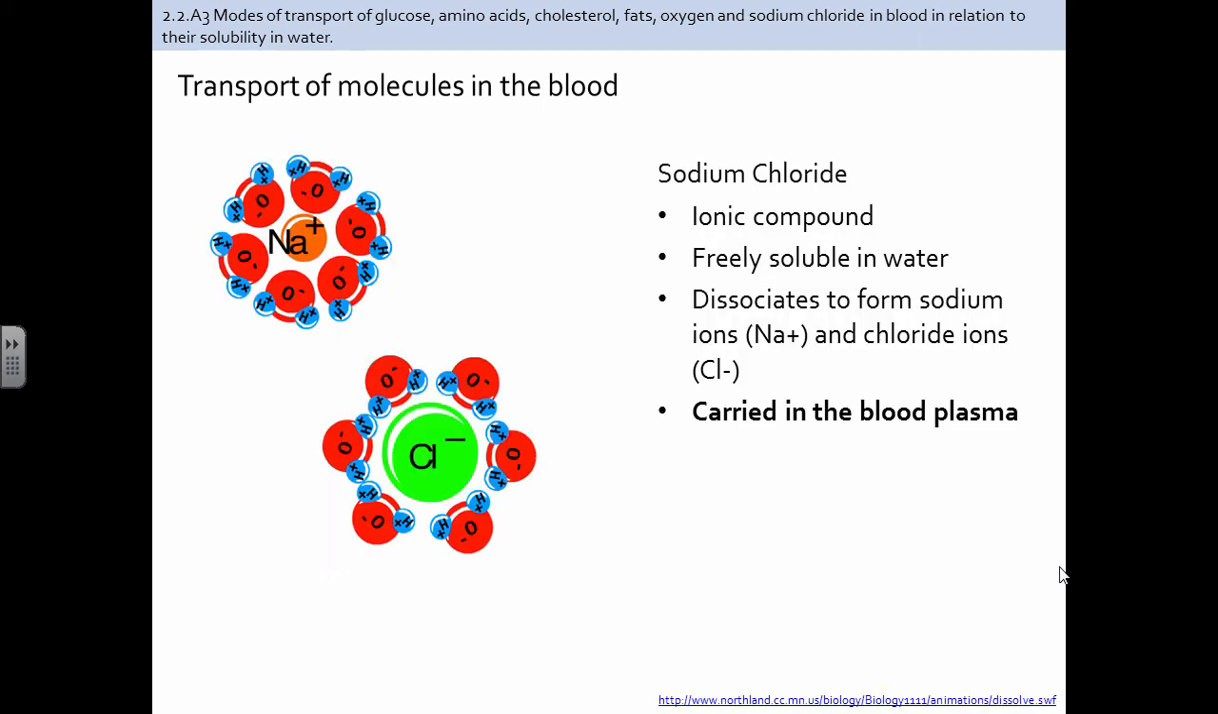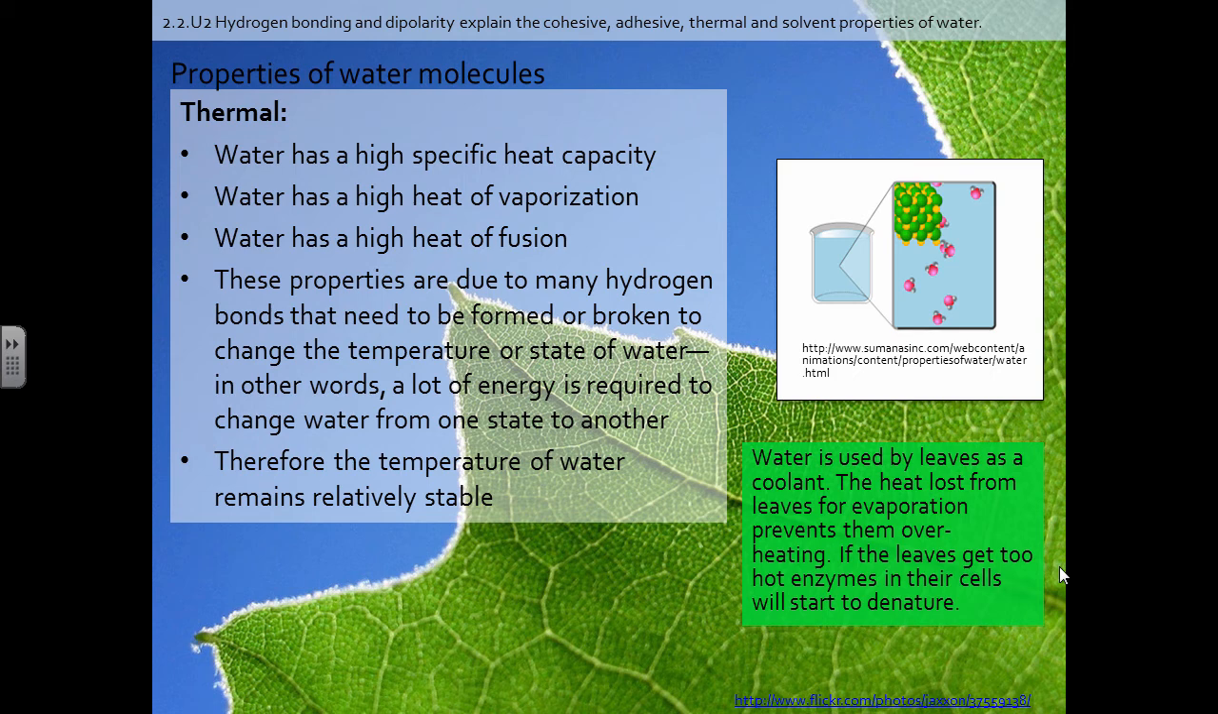Okay? Ions such as sodium and chloride are going to freely dissociate in water, and they are also carried by the plasma. Okay? You also should understand that water has a high heat capacity, a very high heat of vaporization, and a high heat of fusion. And these properties of water are due to the hydrogen bonds that must be formed or broken. It takes a lot of energy to break those hydrogen bonds, but it also releases energy when they are formed. And so when water is changed from one state to another, it takes a lot of energy to do that. And the really great thing about this is that it allows the temperature of water to remain relatively stable. It doesn't undergo great shifts in temperature.